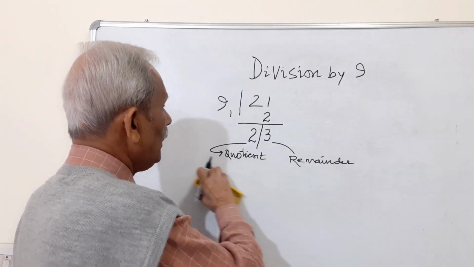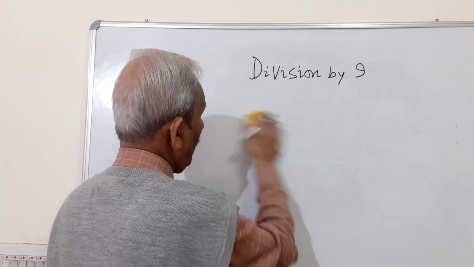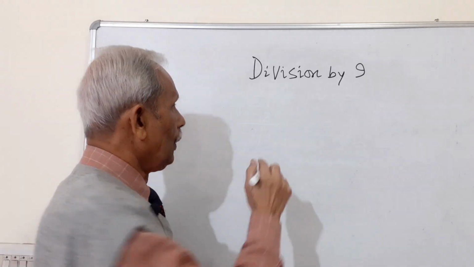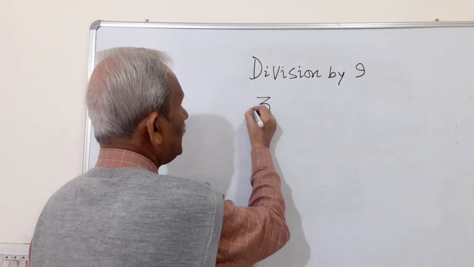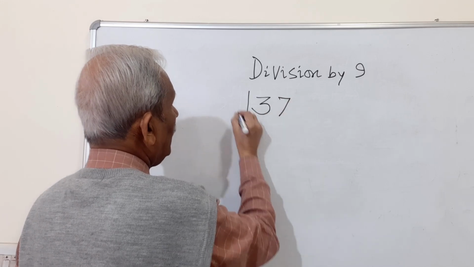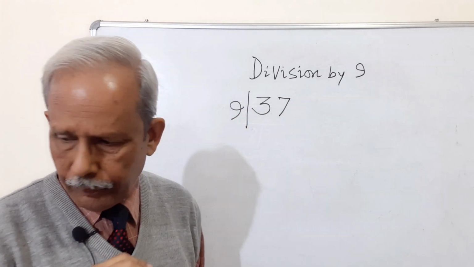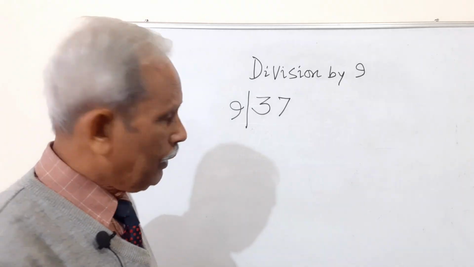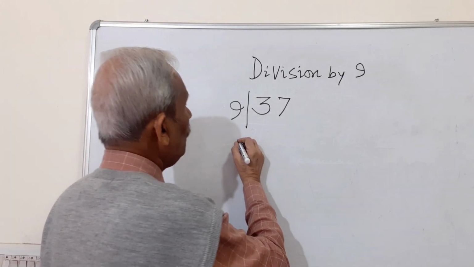So now let's see another problem. The second problem. Say for example, we have to divide 37 by 9. We want to divide 37 by 9. What am I doing?